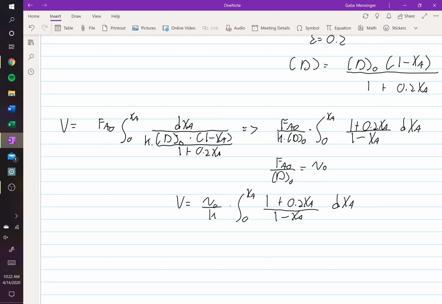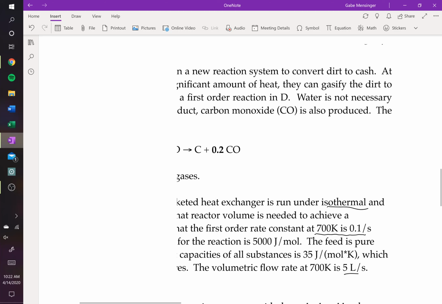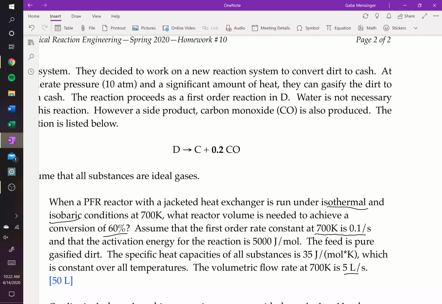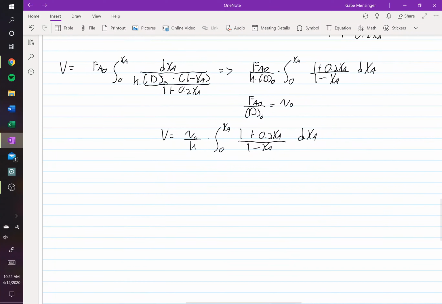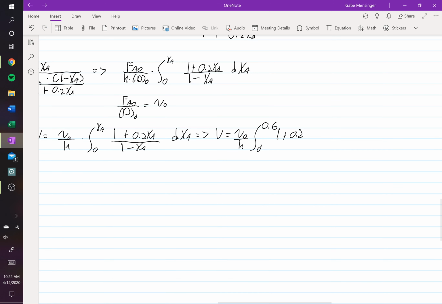If you recall, we're trying to find the volume to get a conversion of 60%. So now we know everything we need to know. Now we just have to integrate. So our volume is the integral from 0 to 0.6. And there you go. That's the equation that needs to be solved.